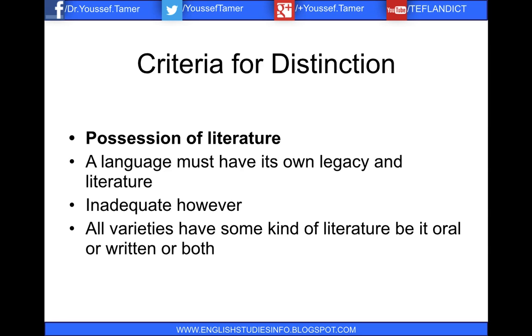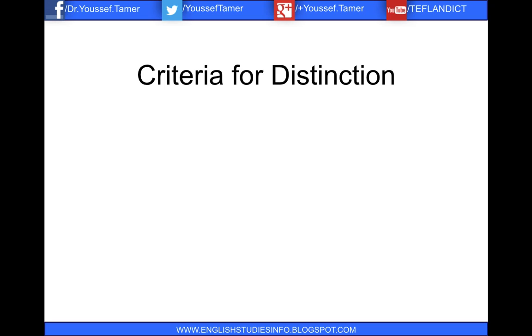So these two criteria, mutual intelligibility versus mutual unintelligibility, are not enough, and possession of literature is also not strong enough, because there are always exceptions. There is also some distinction that is due to linguistics, okay? Linguistic criteria, in terms of phonology, syntax, etc.